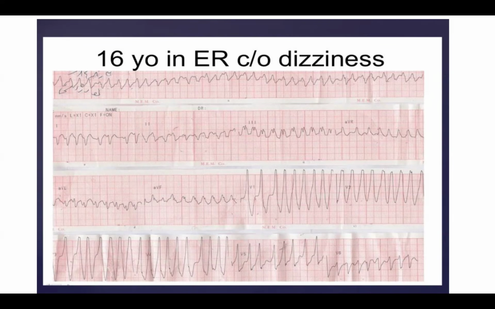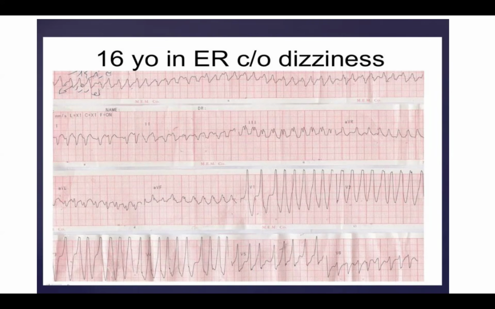Is it regularly irregular or irregularly irregular? It looks like it's irregularly irregular. Correct. There doesn't seem to be a pattern of the degree of irregularity. Okay, so let me just summarize what you've said so far. You said it's a wide QRS tachycardia. It is irregular, and it is irregularly irregular.